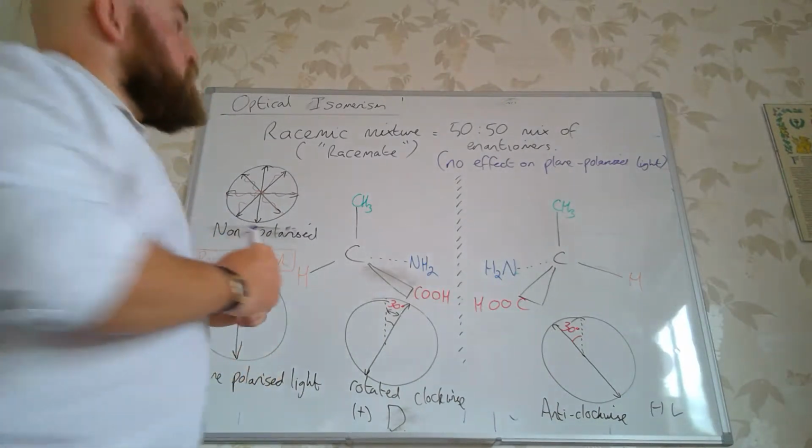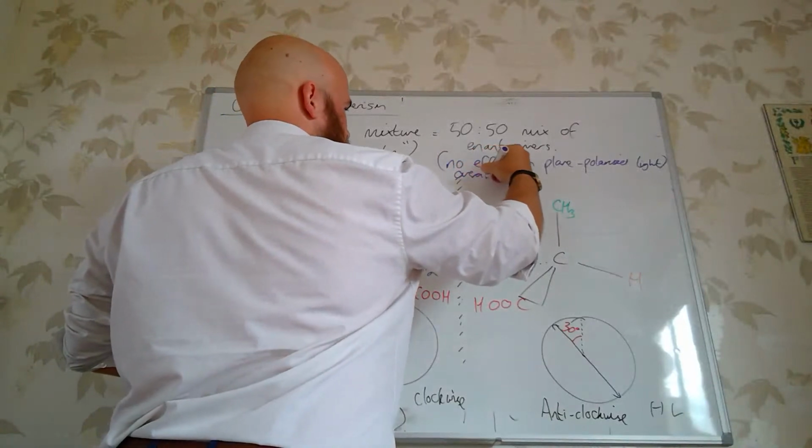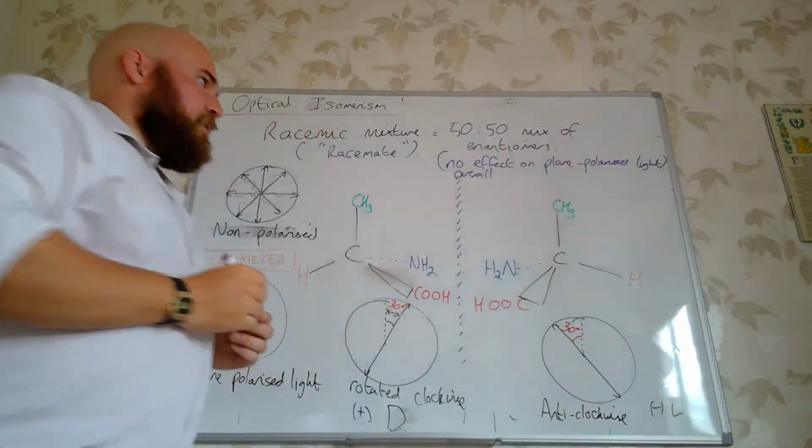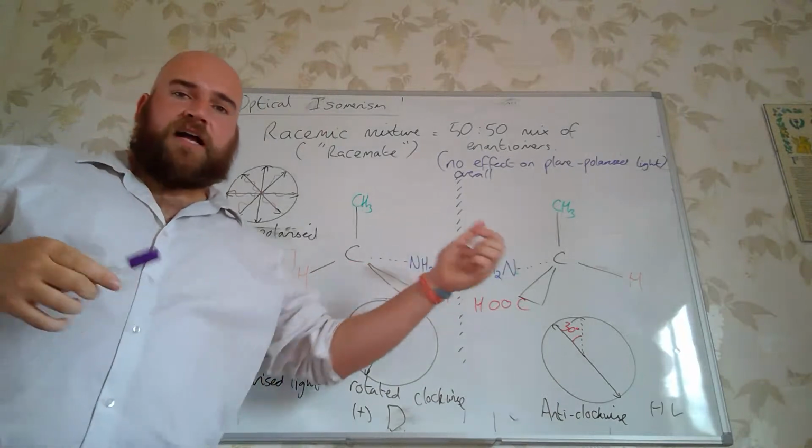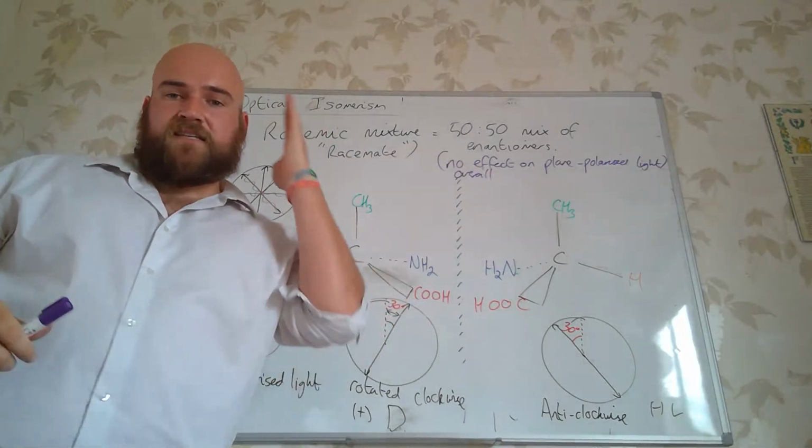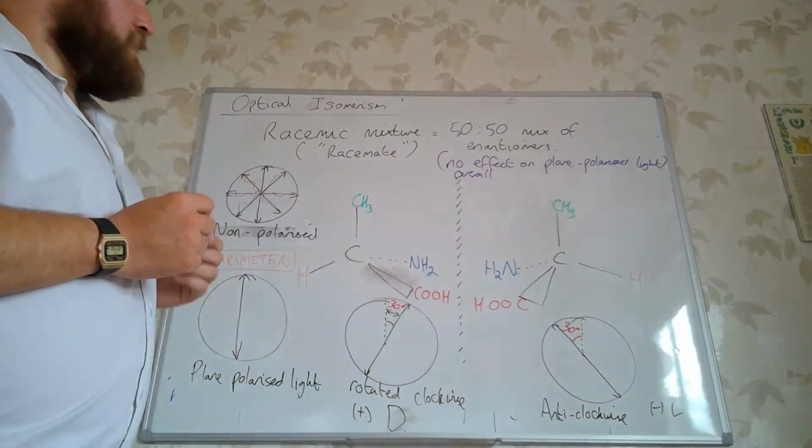So you get no overall effect on plane polarized light, because they're still trying to pull the light clockwise and anti-clockwise, but the net effect is no overall effect. Okay.